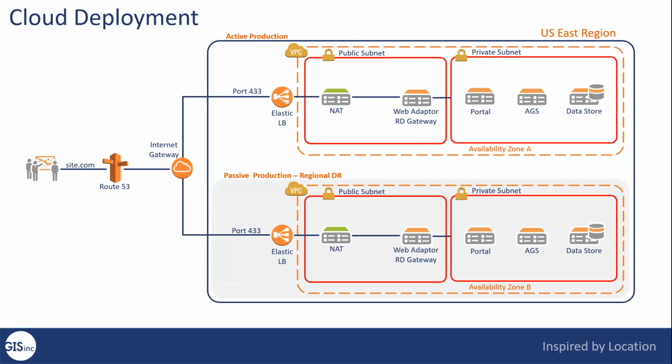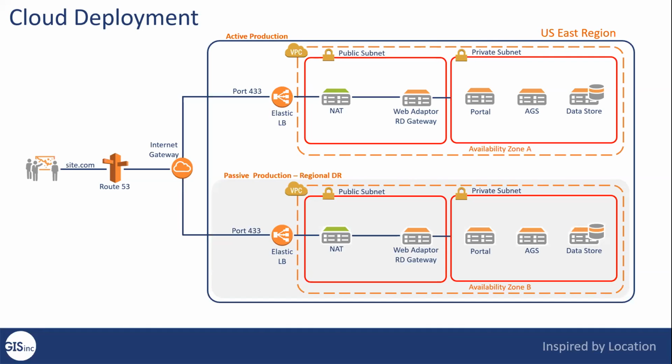Here's an example of a typical cloud deployment for a small to medium-sized organization using the base components of ArcGIS Enterprise. We have our web adapter and your remote desktop gateway sitting in the public subnet. Then you can see we have portal, ArcGIS Server, and data store sitting in our private subnet, all within a virtual private cloud within an availability zone inside of a region. And in this case, we're using AWS as the example. So again, this is a typical example we use to help folks migrate to the cloud.